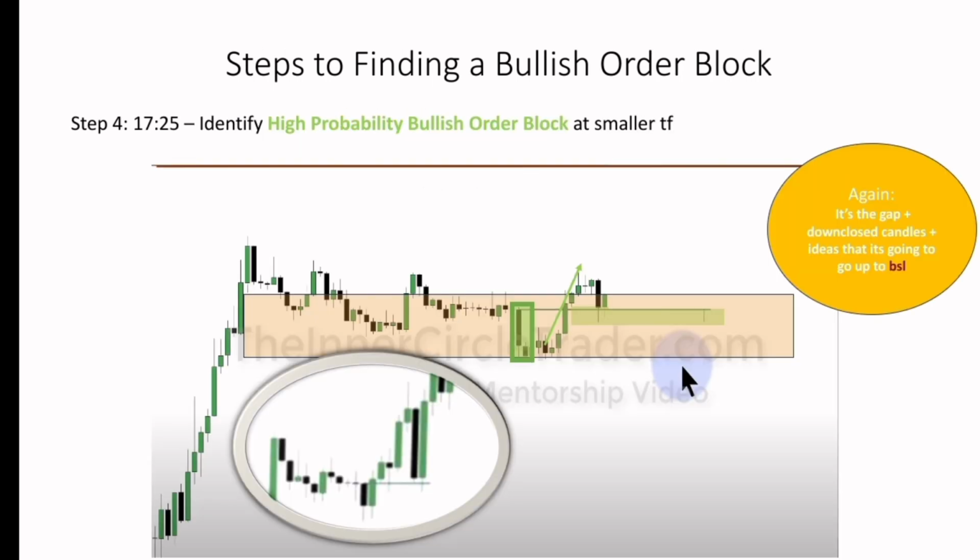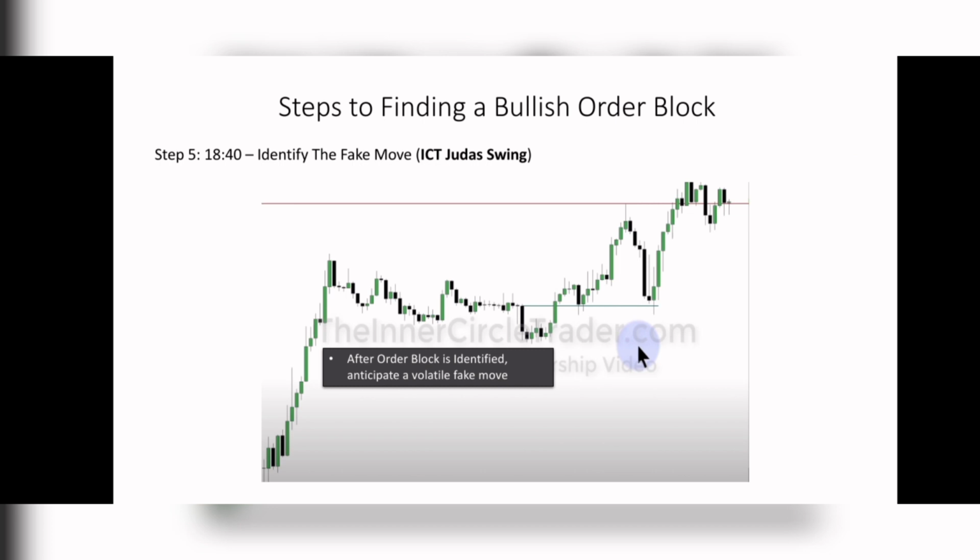Step 4, at 17 minutes and 25 seconds, the formula is the imbalance with the down closed candle and the idea that it's going towards buy side liquidity. Step 5, we are looking for the fake move or the ICT Judas swing. We are looking for price to break structure. The rally up is what we anticipate for price to break structure. And then we're looking for price to make a fake move down towards the order block.